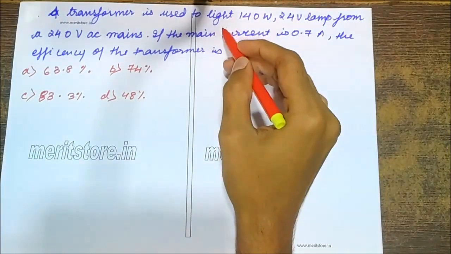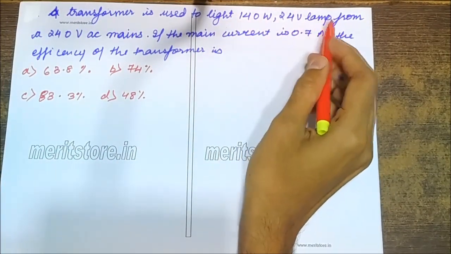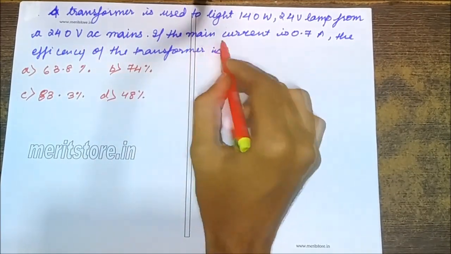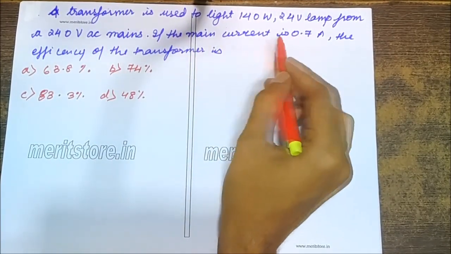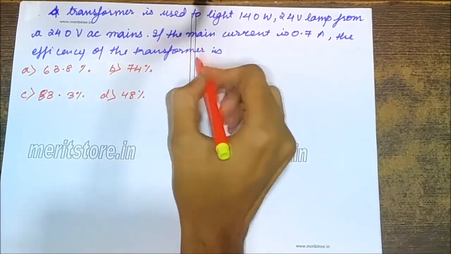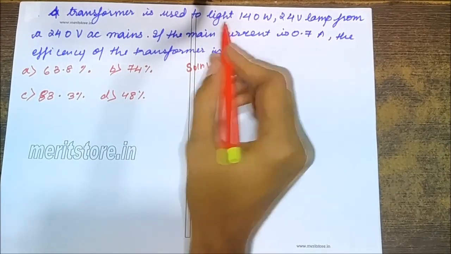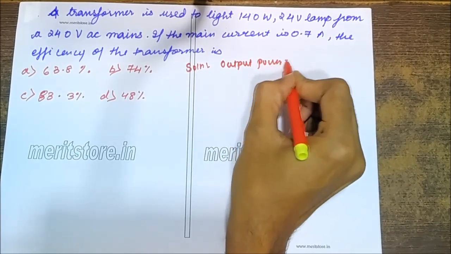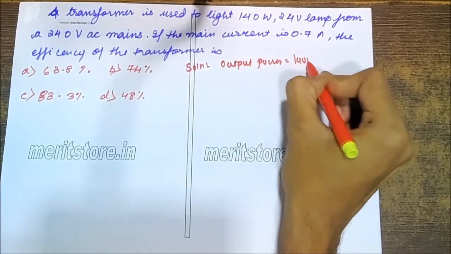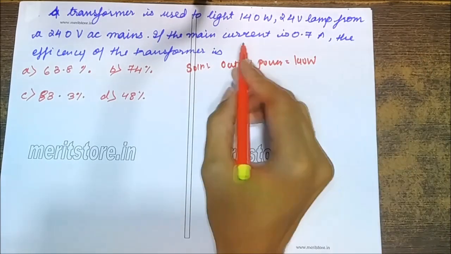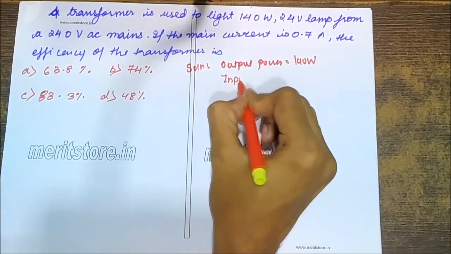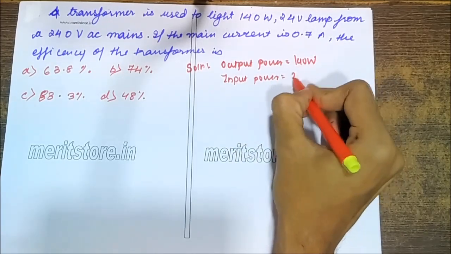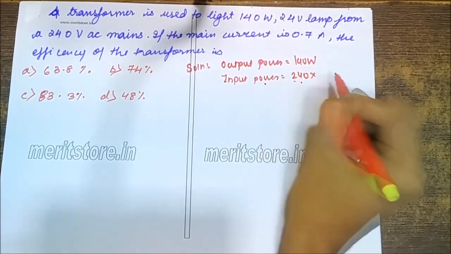A transformer is used to light a 140 watt, 24 volt lamp from 240 volt AC mains. If the mains current is 0.7 amperes, the efficiency of the transformer is, the output power of this bulb is 140 watts, and the input power is nothing but the current multiplied by the volts, 240.